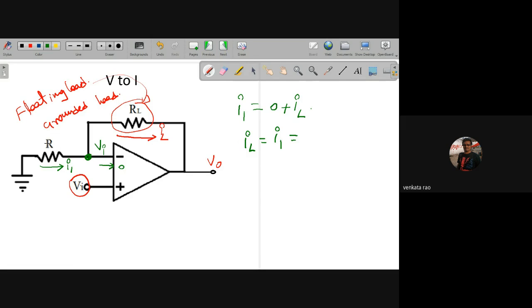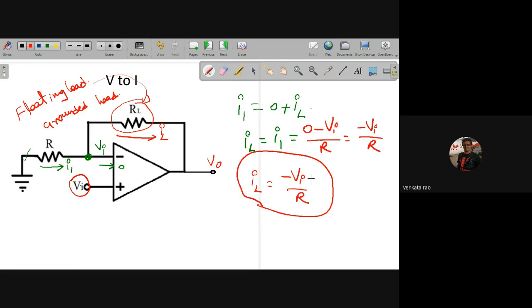Now I1 is nothing but the voltage at this point minus the voltage at this point, by R. That means 0 minus VI by R, which is minus VI by R. Therefore, load current is minus VI by R. See this? This is our input voltage. I converted this input voltage into output current or load current. So this is the floating load voltage to current converter.